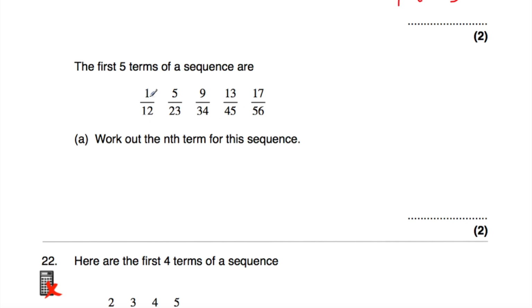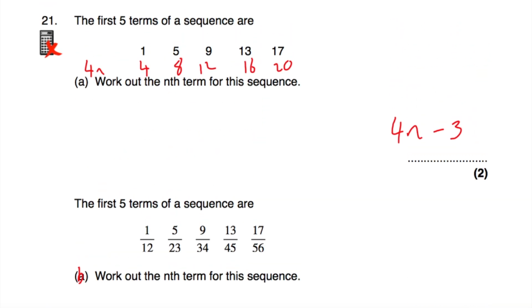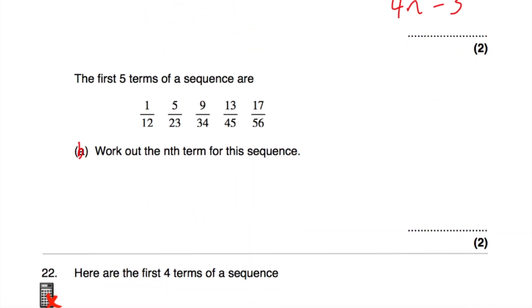So what we're going to do is find the nth term for the numerators and the nth term for the denominators. And then we'll write that as a fraction, and that'll be the nth term for the sequence. Now actually, if we have a look at the numerators, 1, 5, 9, 13, 17, we've already worked out the nth term for those in part A. So that means our numerator will be 4n minus 3. That's the numerator of our nth term.